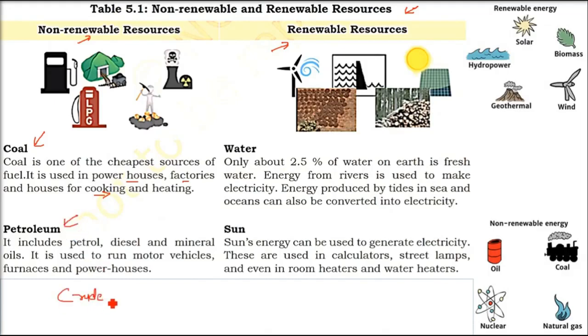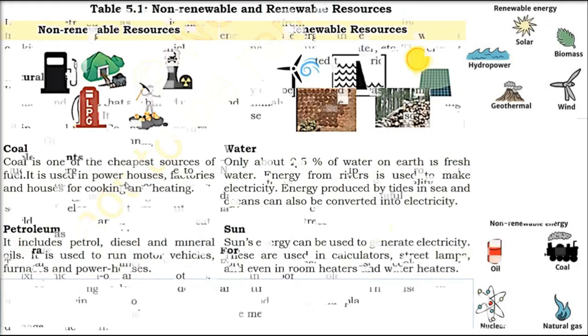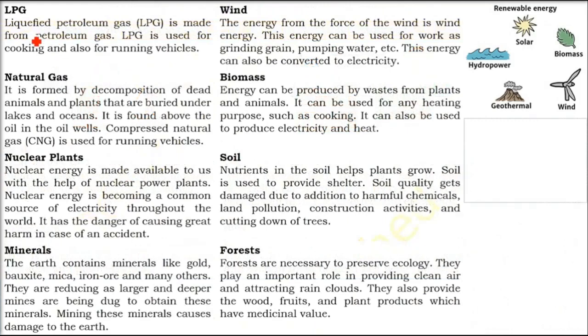So as I said, crude oil, which we normally find if you go to these Arab countries, Saudi Arabia, Qatar, Bahrain, all these, they have a lot of crude oil. So we refine it and then we get petrol, diesel, all these. Mineral oils also. So powerhouses, furnaces, they run motor vehicles, all the motor vehicles.